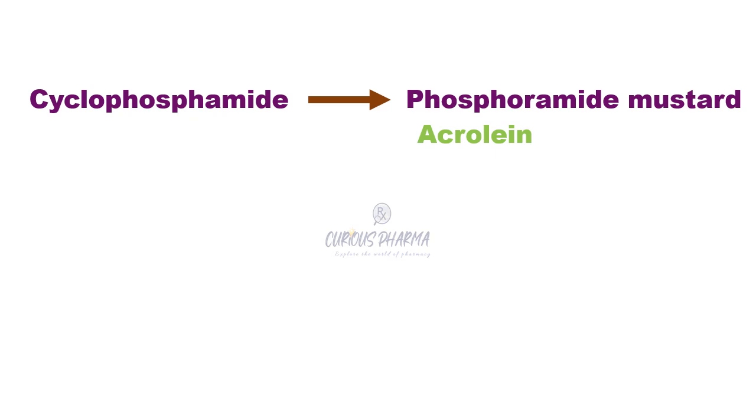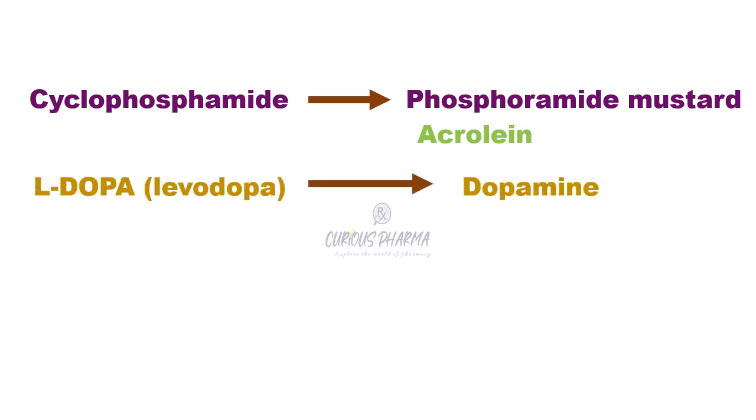And another example is levodopa. Levodopa is a prodrug that is converted into dopamine in the brain. Dopamine is a neurotransmitter that plays a critical role in regulation of movement, mood and motivation. In Parkinson disease, the dopamine-producing neurons in the brain gradually degenerate, leading to a shortage of dopamine. This shortage can cause symptoms such as tremors, rigidity, and difficulty with movement.